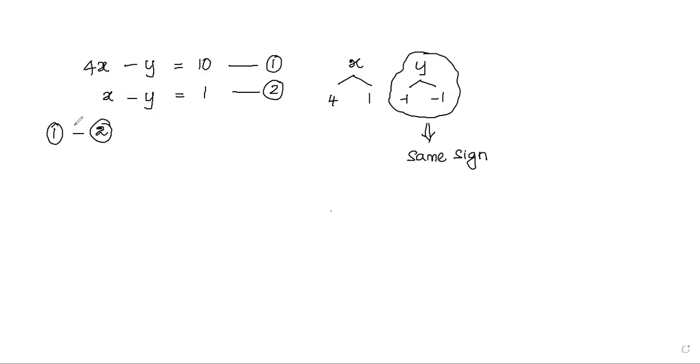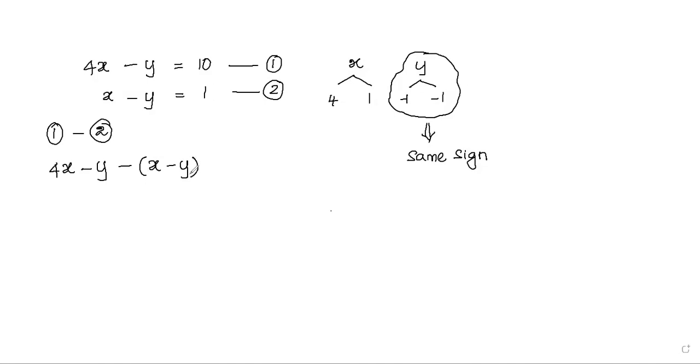Why am I doing it like that? When I look at the values of equation 1, I can see those values are higher than equation 2. Therefore, I select equation 1 first, then I subtract equation 2 from that. How am I going to write this, children? 4x minus y, subtract, x minus y.